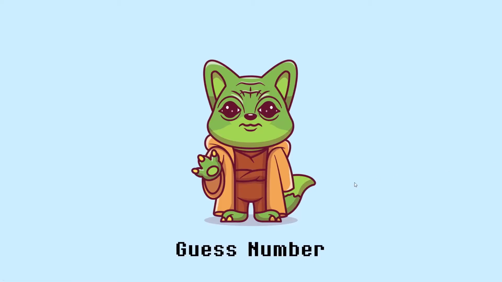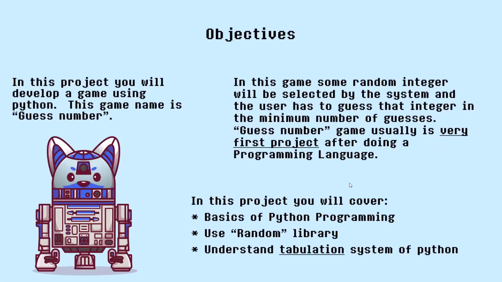So, hello everyone, this is the guess number class, and in this project, you will develop a game using Python. The game is called guess number, and in this game, some random integer will be selected by the system, and the user has to guess that integer in the minimum number of guesses.